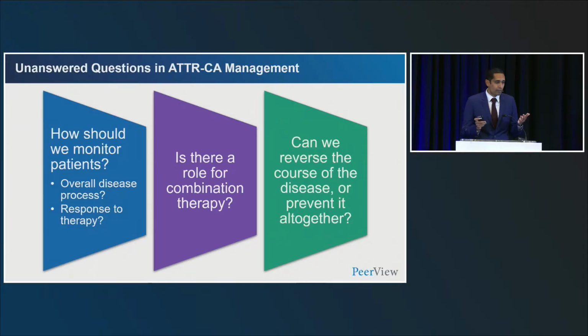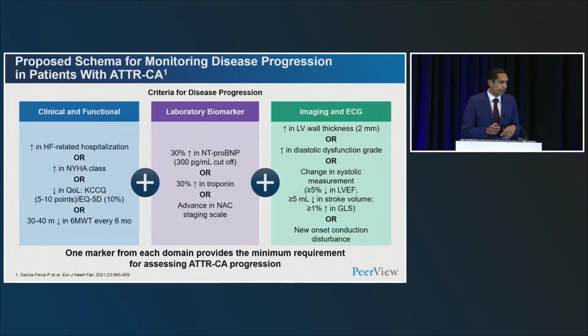Is there a role for combination therapy? And can we reverse the disease process itself? Again, the disease tends to decline just more slowly on treatment. And then can we even think about prevention, especially in our carrier population?